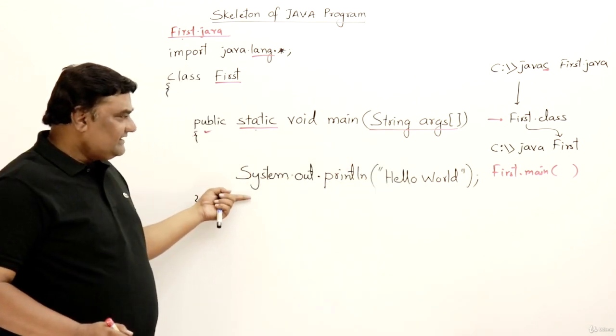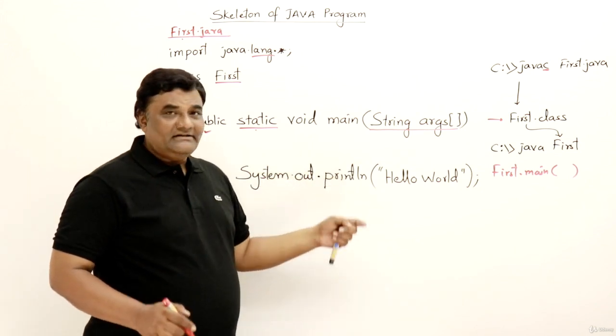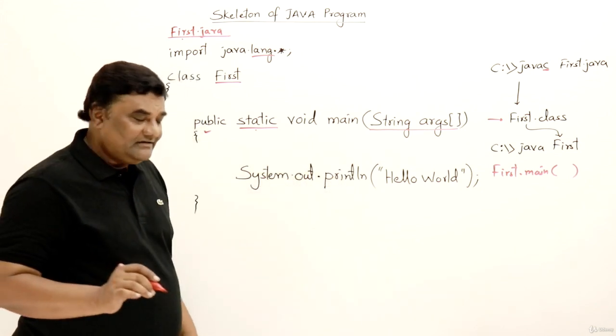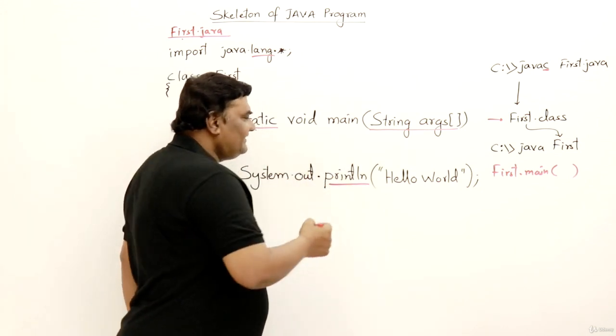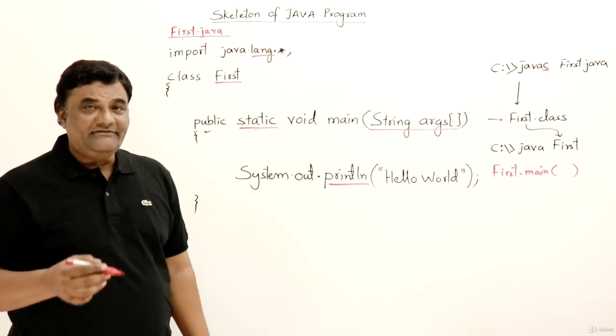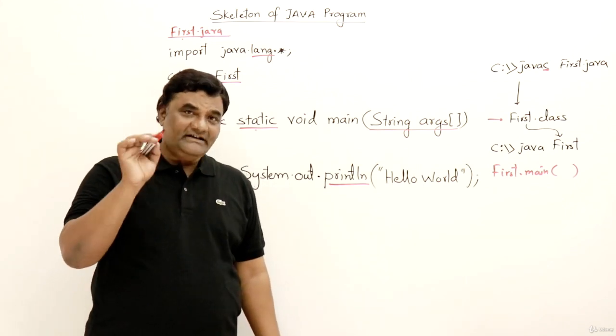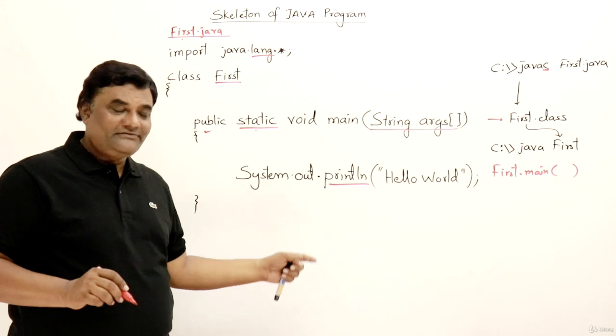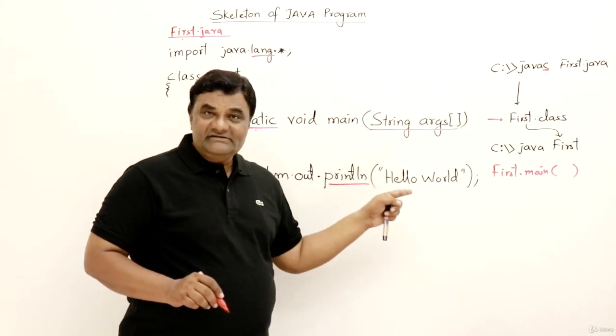Then coming to this line, System.out.println. Actually, println is a method. Just like in C language, if you have the idea of C language, printf is a function for printing anything on the screen. So println is a method for printing anything on the screen.